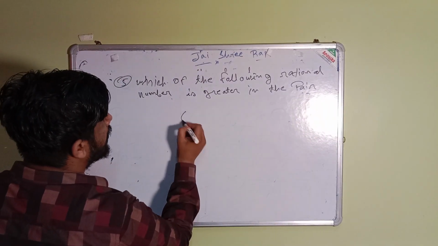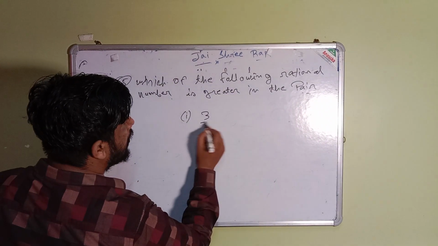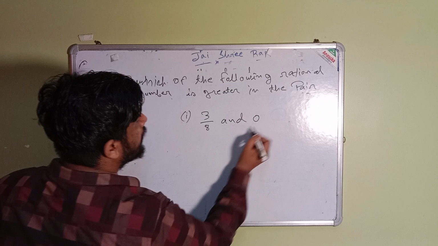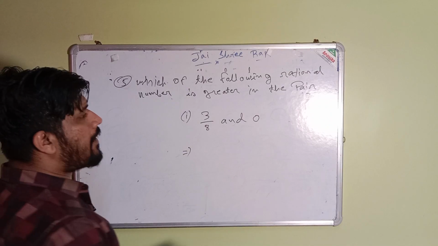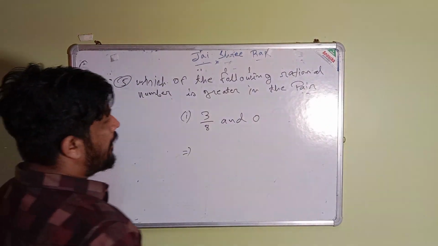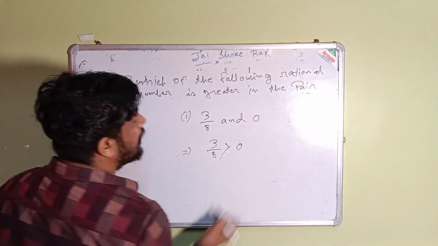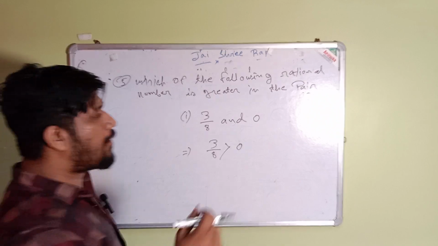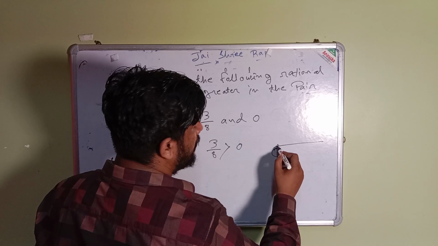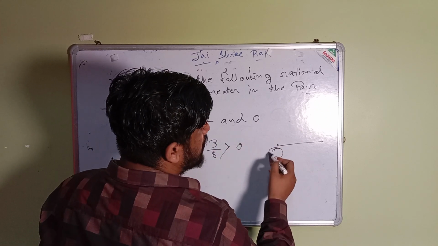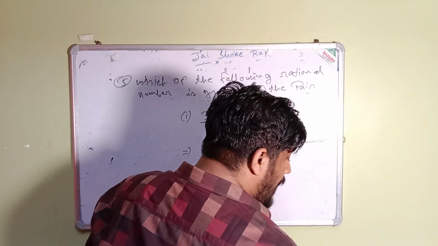So the number 1 question is 3 by 8 and 0. We know that 3 by 8 is a rational number and 0 is a whole number, and we can directly tell that 3 by 8 is greater than 0. You already know that 3 by 8 is greater than 0 because every positive number starts from 0, and the numbers continue. Okay, then I am going to the next.